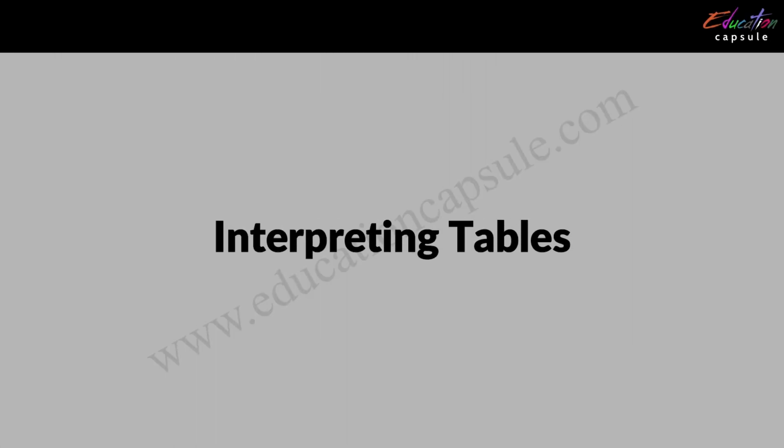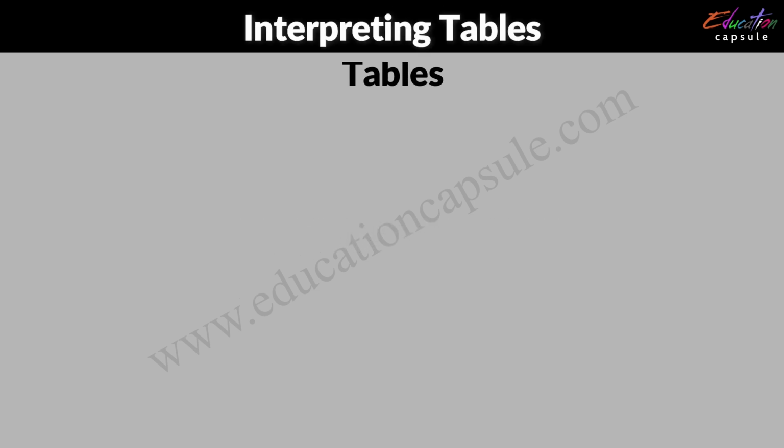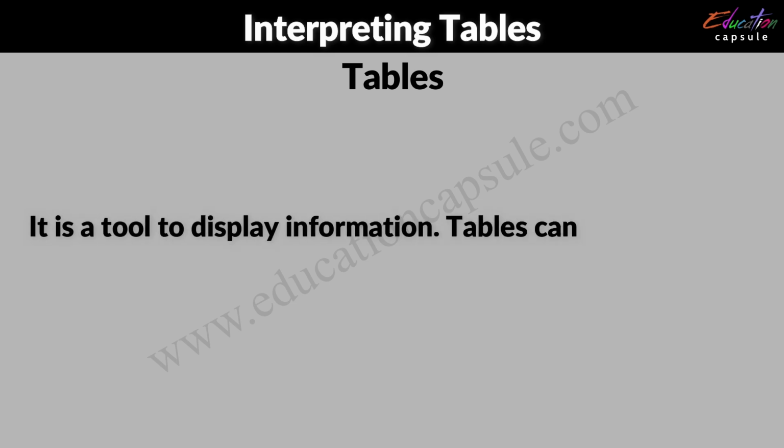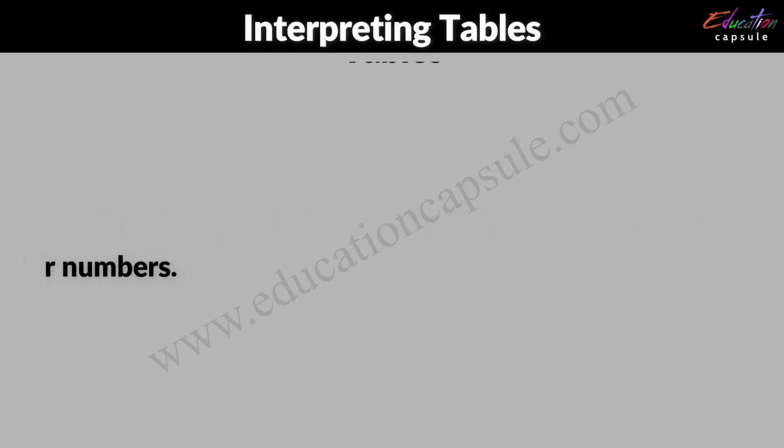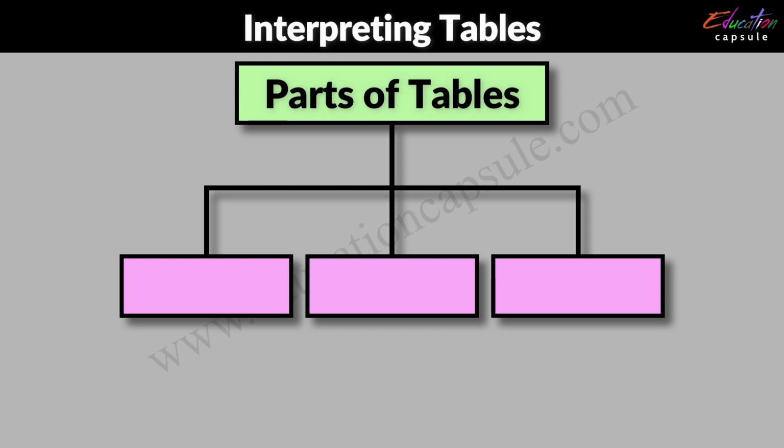Today we will learn about interpreting tables. So what are tables? Basically, it is a tool to display information. Tables can display words or numbers. Now there are different parts of a table. These include heading, rows, and columns.